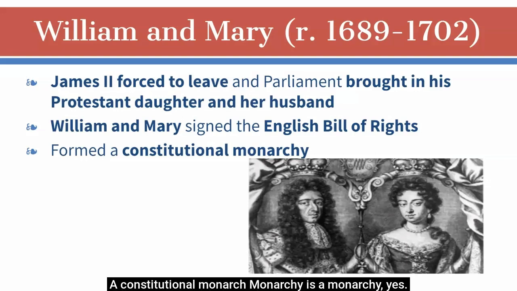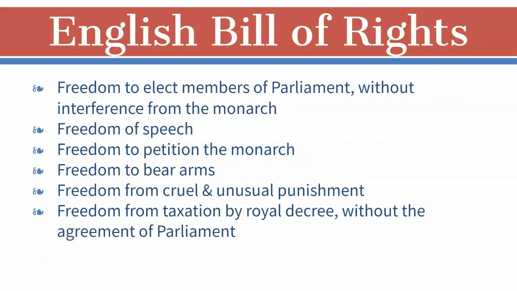A constitutional monarchy is a monarchy, yes, where there's still kings and queens, but also there's a constitution and parliament who are making laws that will govern the subjects, and it's not based upon divine right and absolute power. The people have the power.